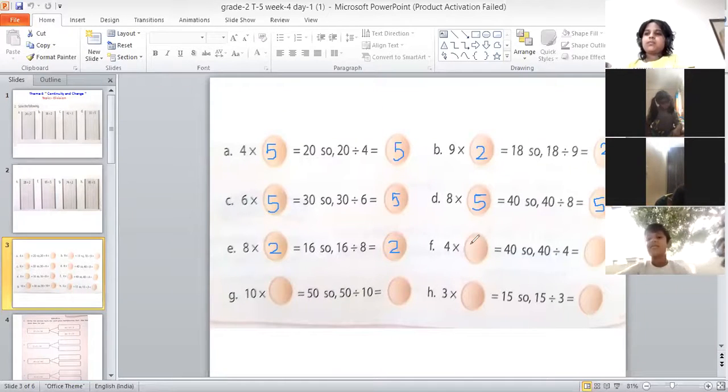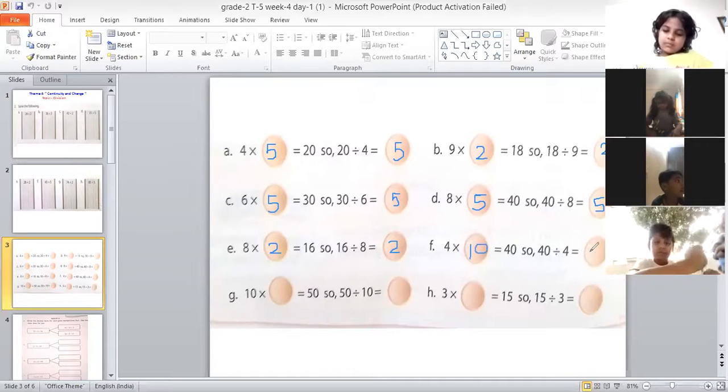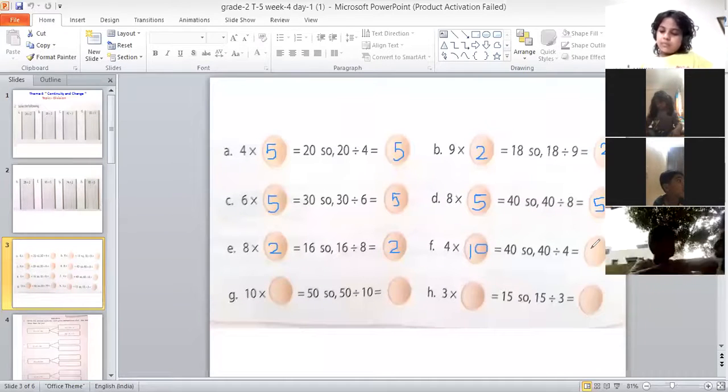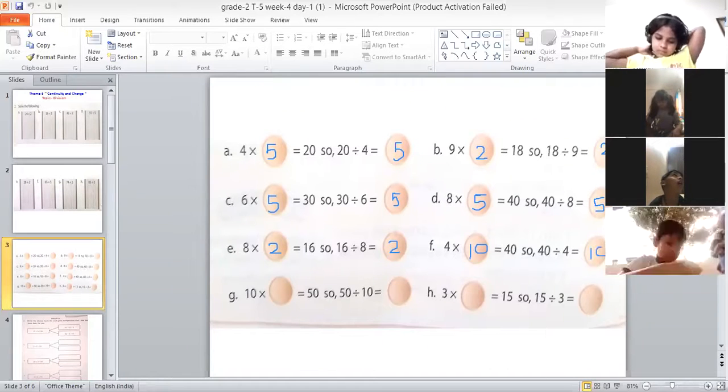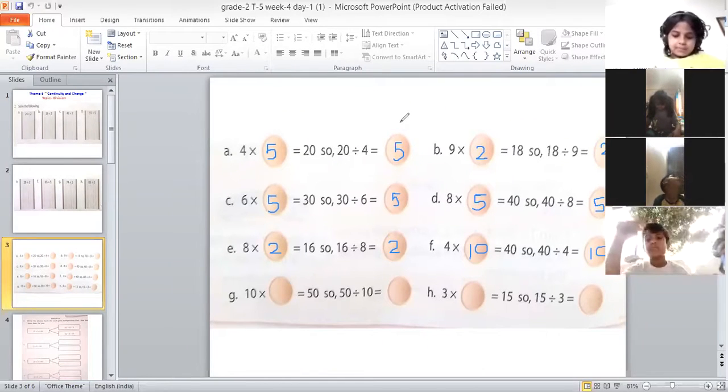Akshat, recall the 4 table and tell me, 4 5s are how much? 4 10s are 40. Yes, 4 10s are 40. So we will write here 10. And what should we write in the next circle? 40 divided by 4 is equal to? 10. Yes. Because again we will be recalling the 4 table to see when we will get 40.